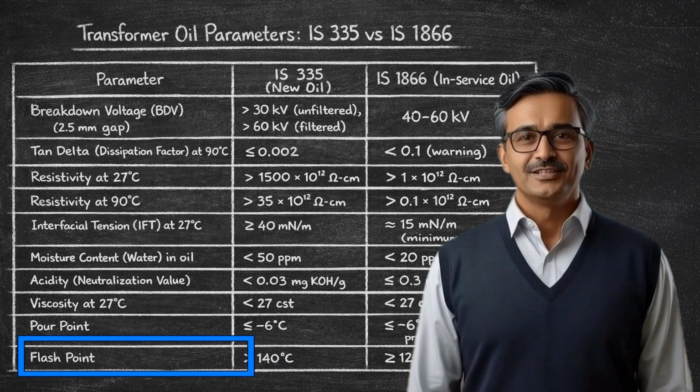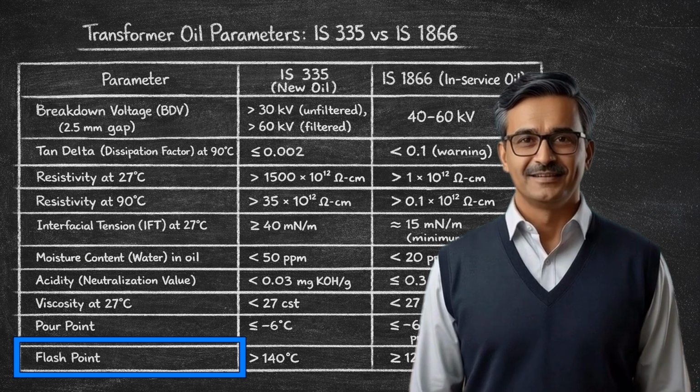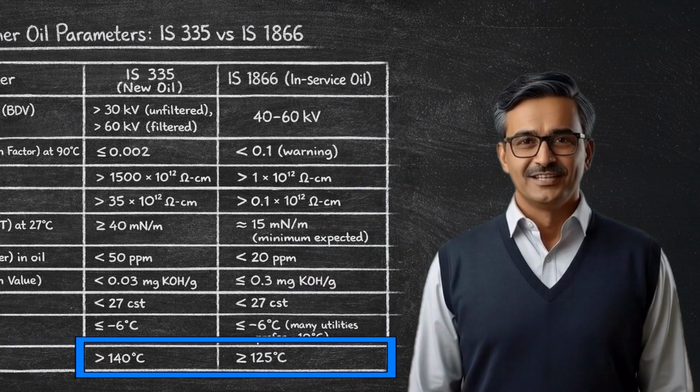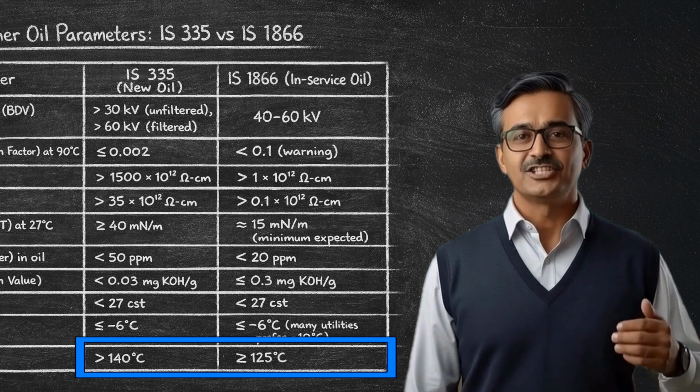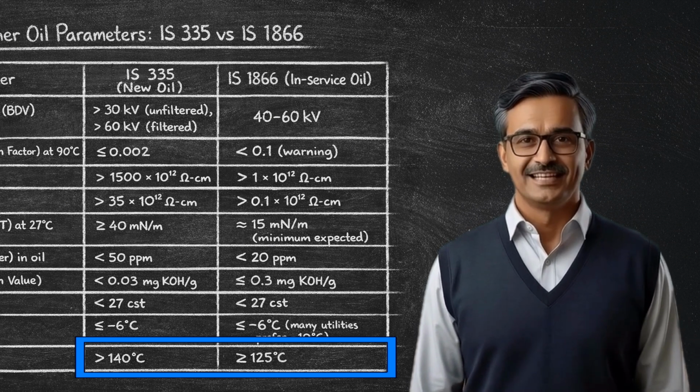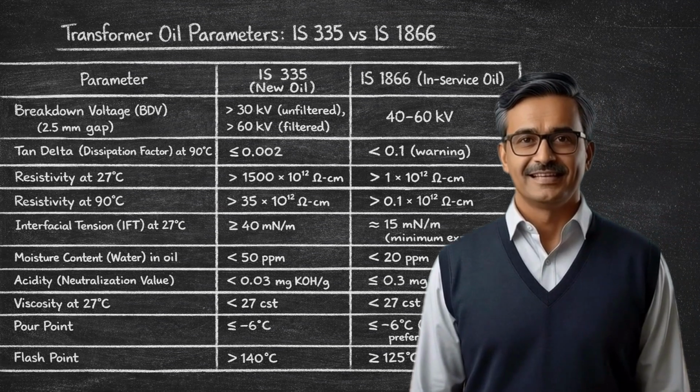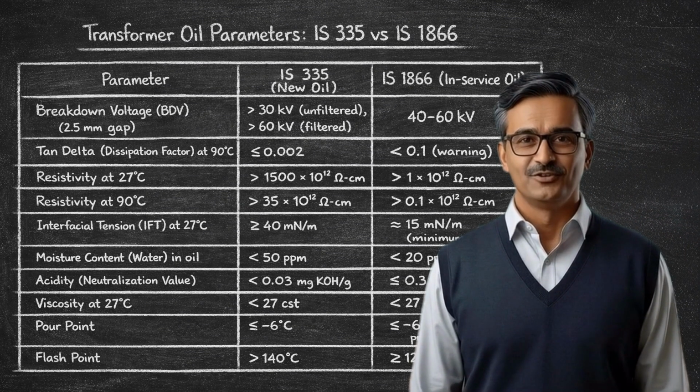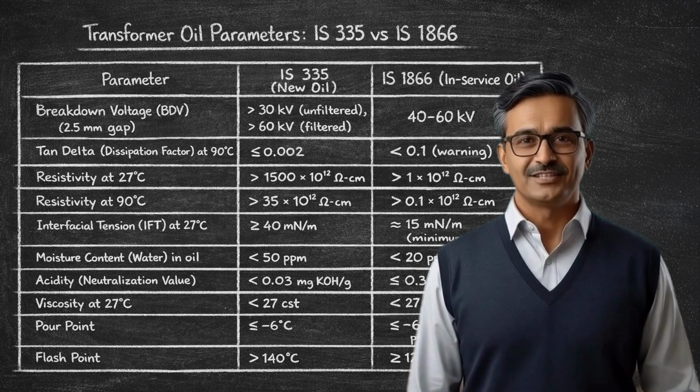Finally, flash point. It indicates fire safety. New oil should have flash point above 140 degrees Celsius. In-service oil should be at least 125 degrees Celsius. So students, these parameters tell us the real health of transformer oil and help prevent transformer failure.